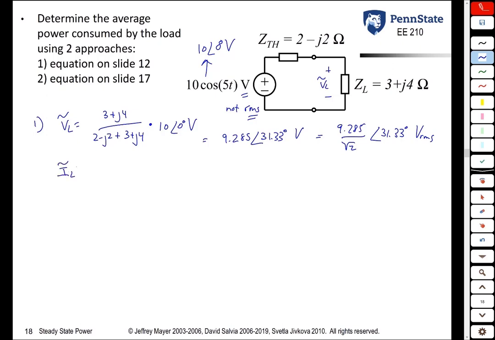The current through the load from Ohm's law is the total voltage divided by the total resistance. That's 2 minus j2 plus 3 plus j4. That gives us 1.857 at an angle of minus 21.8 degrees amps, or 1.857 over root 2 at an angle of minus 21.8 degrees amps RMS.